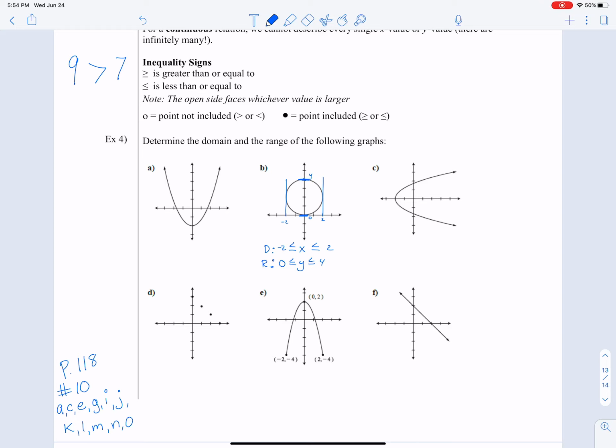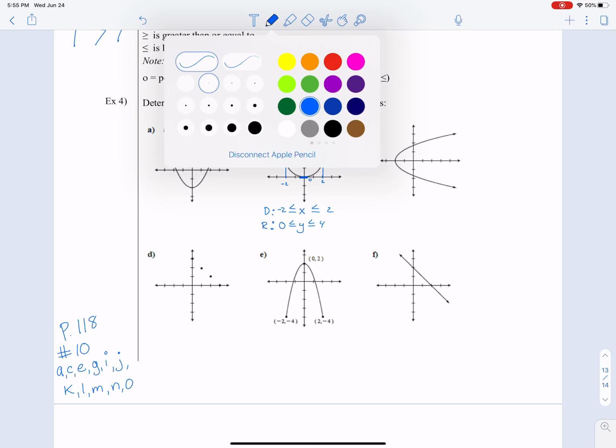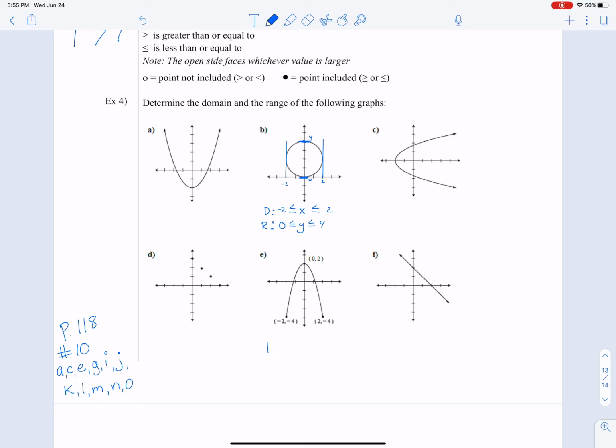Which one should we do next? Let's do E next. Okay, so in E, we're going to start with our domain. So we need the furthest to the left and the furthest to the right. So in this case, we have -2, x, 2, and our range is bottom and top. So this is -2 and this is 2. This is -4, and up here this is 2.